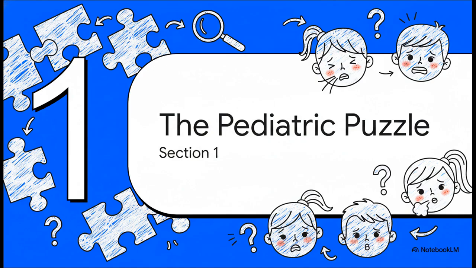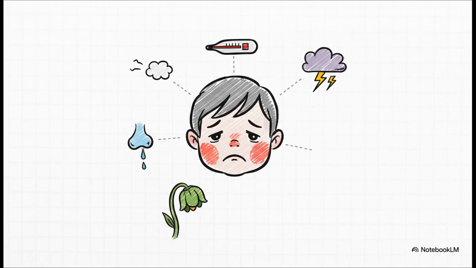And that brings us to our first section, the pediatric puzzle. And it's a puzzle because so many of these childhood illnesses start out looking almost identical. That makes your initial assessment absolutely critical. A lot of these diseases kick off with what's called a prodromal phase. It's that period of vague, nonspecific symptoms. We're talking a runny nose, a little cough, a fever, just general malaise, that feeling of being unwell.